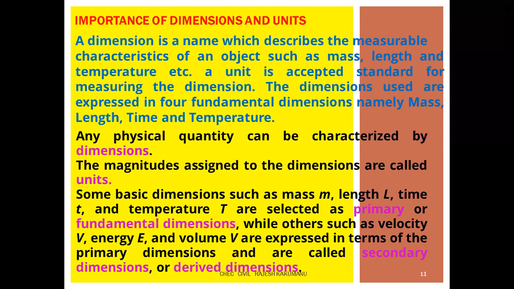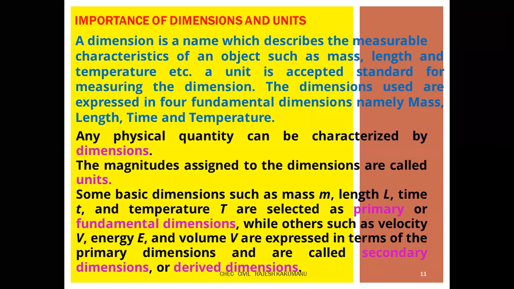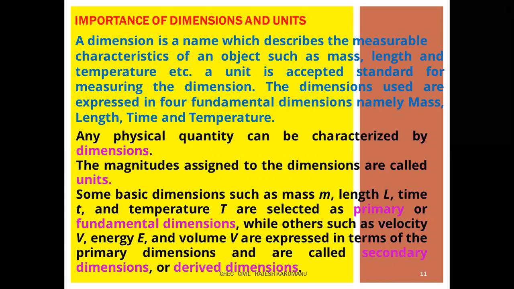Now see the definitions, very important definitions here. So a dimension is a name. A dimension is a name which describes the measurable characteristics of an object. So dimension and unit, for example, in your hand you are having a cell phone. So what is the dimension of the cell phone? How to measure the cell phone? What are the units of the cell phone? What are the units of some measurement?